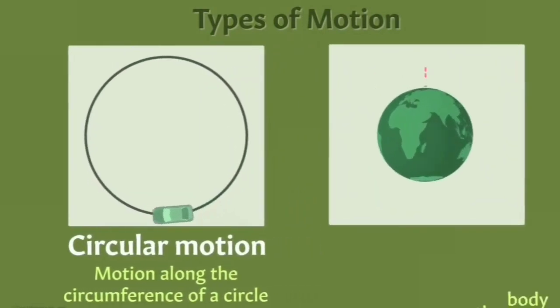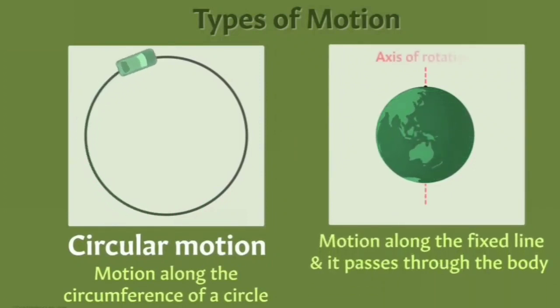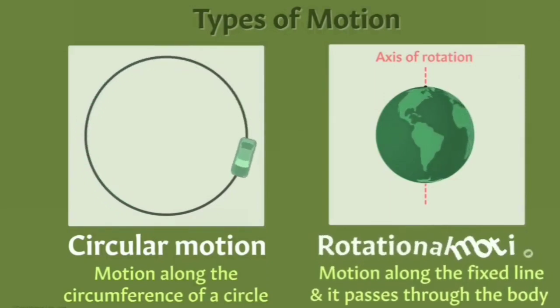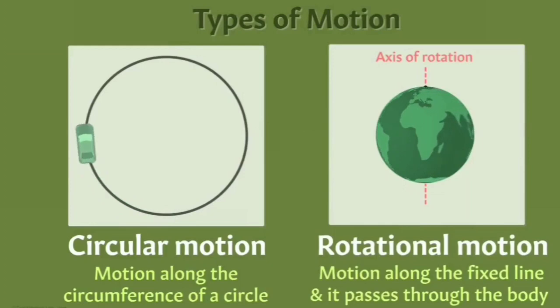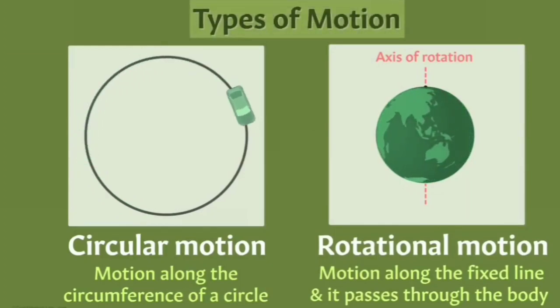And if the body is spinning around a fixed line called the axis of rotation, and if that axis of rotation passes through the body, we say that it's undergoing rotational motion. In the next video, we will see one more type of motion.